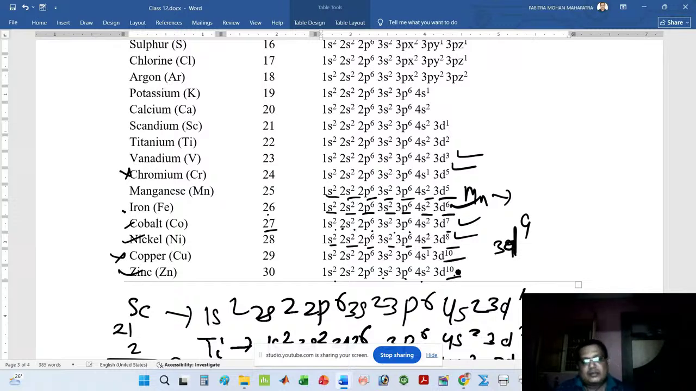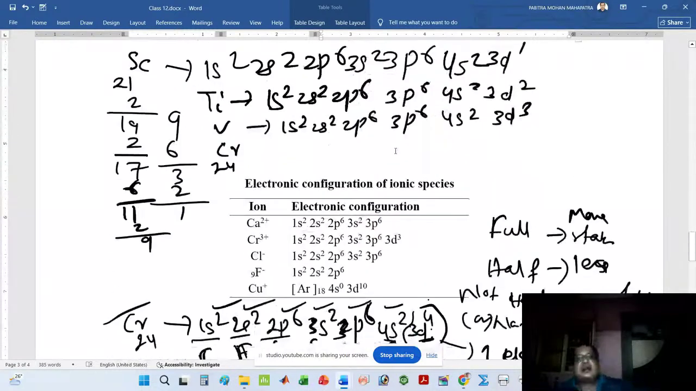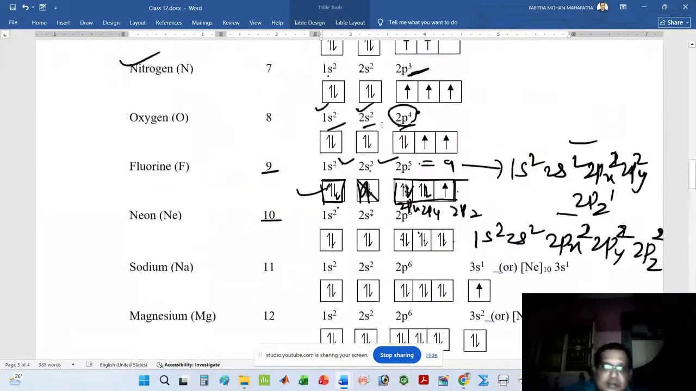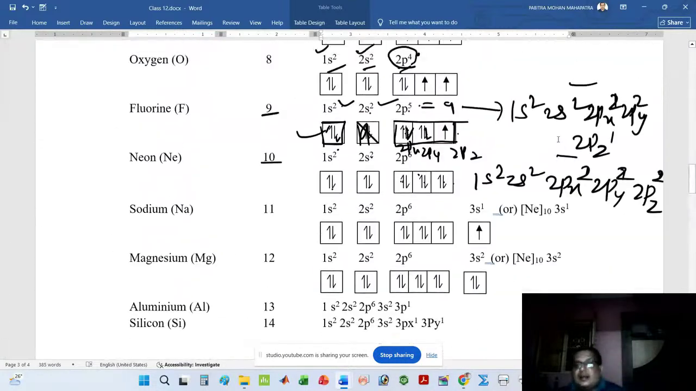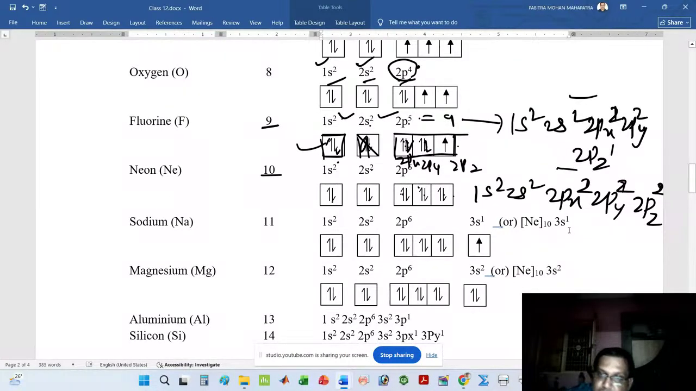Automatically, zinc also has 3d10. This is the electronic configuration of an atom. Look at that. You can draw the electron configuration in various ways. Later, I will teach you how to draw the electron configuration of such types. It is also a short, concise electronic configuration. It is a short electron configuration.